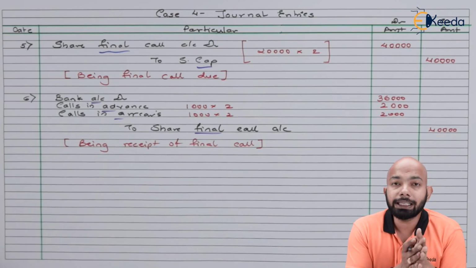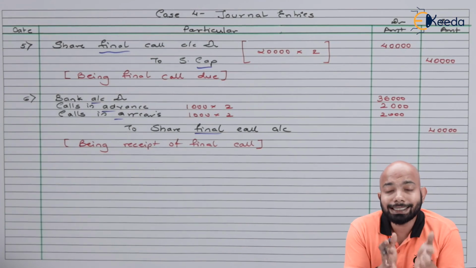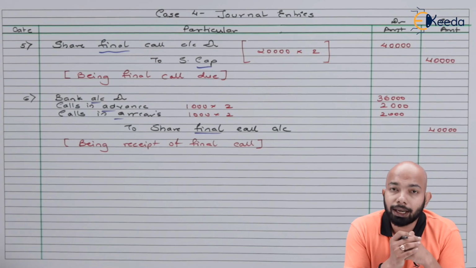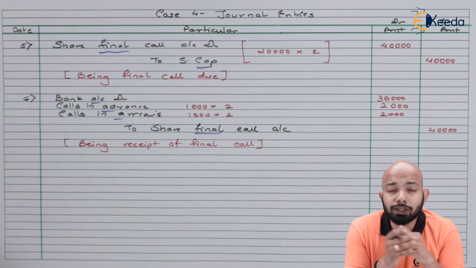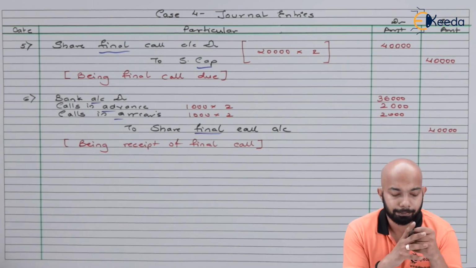Now with this we complete the journal entries of case 4. It's time to prepare the balance sheet, which is the last part of this case 4 and the illustration as well. Let's start with that.